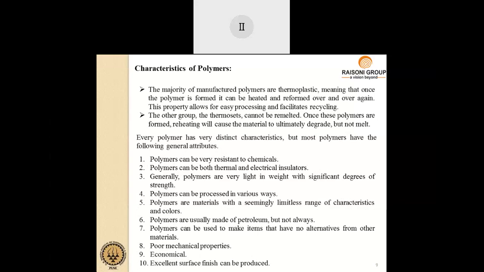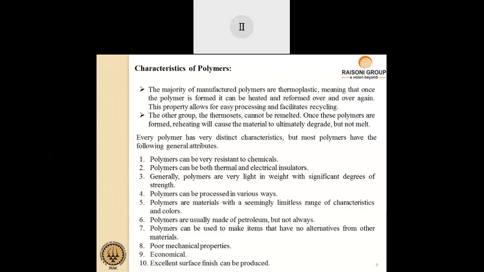So the majority of manufactured polymers are thermoplastic. So generally the polymers which we make, which are manufactured, are thermoplastic type polymers. Okay, so what do you understand by thermoplastic polymers? Thermoplastic polymers means that once the polymer is formed, it can be heated and reformed over and over again.